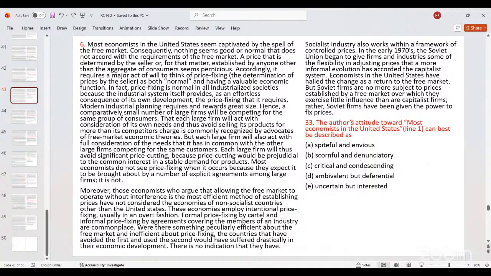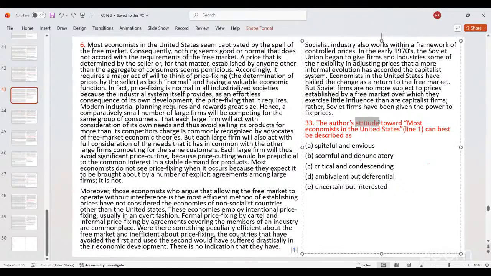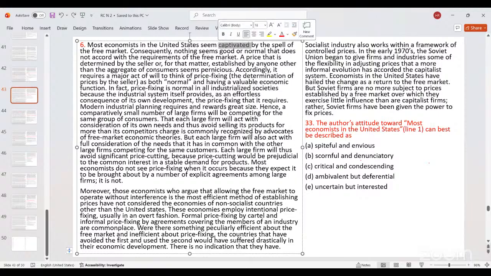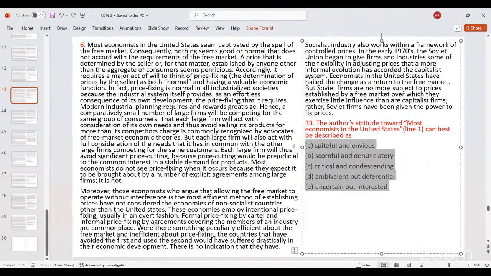Attitude toward. What does attitude toward mean? Type of tone. So look here. Again, a few lines will be more than sufficient. Toward most economies in the United States. Captivated. So here it is what? Simply it is critical. Why? Because captivated means what? They were fooled. So which option is saying they were fooled?